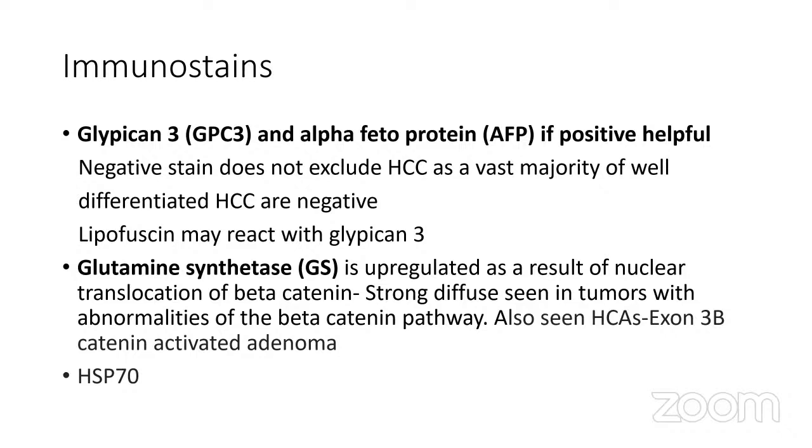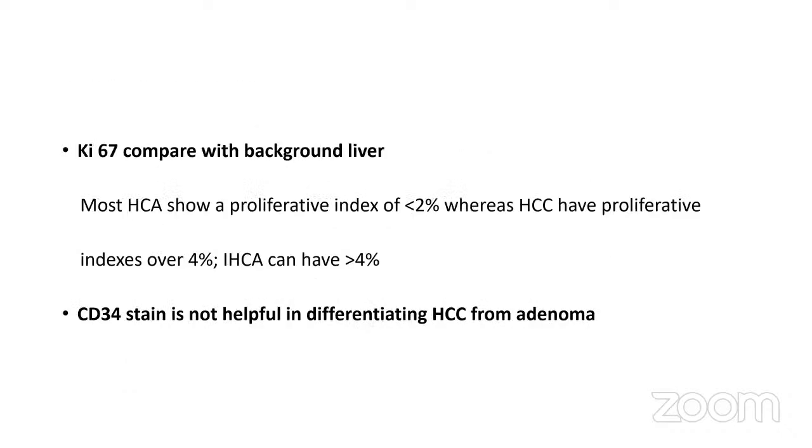Glutamine synthetase is upregulated as a result of nuclear translocation of beta-catenin. So strong diffuse staining is seen with hepatocellular carcinomas due to abnormalities of the beta-catenin pathway, but can also be seen with the exon 3 mutated beta-catenin adenomas. The third stain is heat shock protein 70. Again, this is also seen more often with hepatocellular carcinomas than adenomas. It's not seen with adenomas.